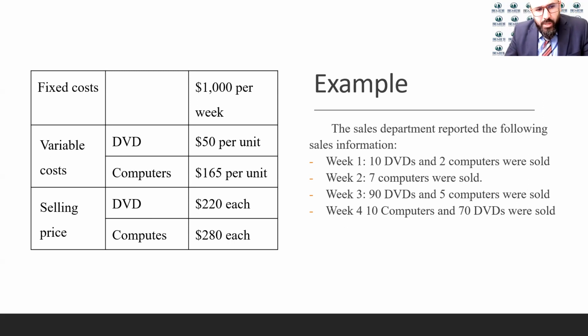They also provide us with this information. The fixed cost is $1,000 per week, considering the rent, the insurance, the utility, and other things, which they estimated to be $1,000 per week. They also provide the variable cost for the DVDs as $50. The variable cost for computers is $165 per unit. The selling price for the DVDs is $220 per unit, and the selling price for computers is $280.